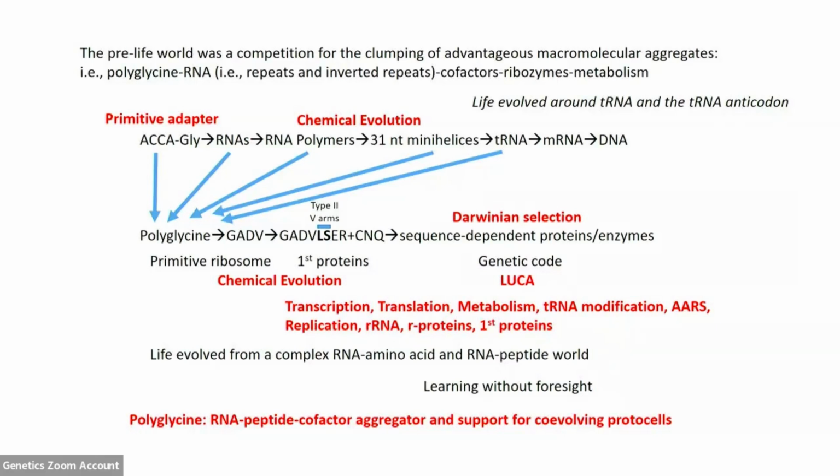The code starts in tRNA with the anticodon, gets cast into mRNA as the codon, and then is stored in DNA. And all this stuff can evolve along with the genetic code, can co-evolve. So I'm going to say life evolved from a complex RNA amino acid and RNA peptide world. And this is really learning without foresight. So tRNA learns to code, but it learns stupidly, like a computer learns or like evolution learns. It learns along this pathway by trial and error. And polyglycine has 2 roles: RNA peptide cofactor aggregator, and also support for co-evolving protocells. So a strong chemical selection for polyglycine.